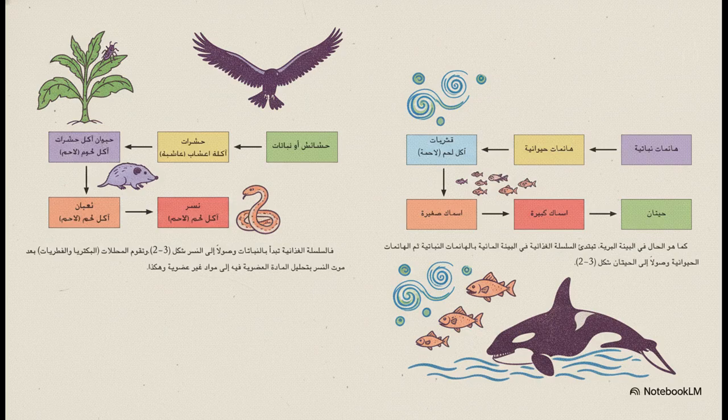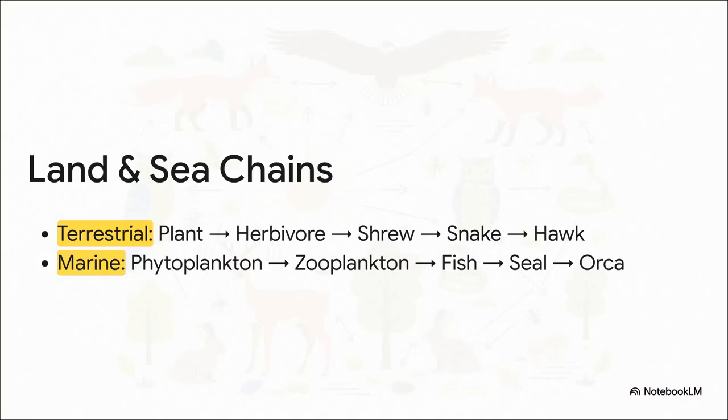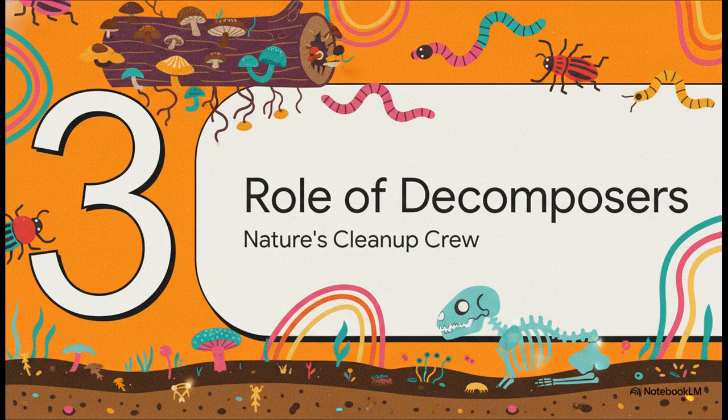Tiny phytoplankton are the producers, they're eaten by zooplankton, which get eaten by fish, all the way up to the big boss, the orca. So you see, even though the animals are totally different, a hawk and an orca couldn't be more unalike, the jobs they do in their food chains are identical. This whole structure of producer, primary consumer, and so on, it's like a universal blueprint for how energy gets around in any ecosystem.